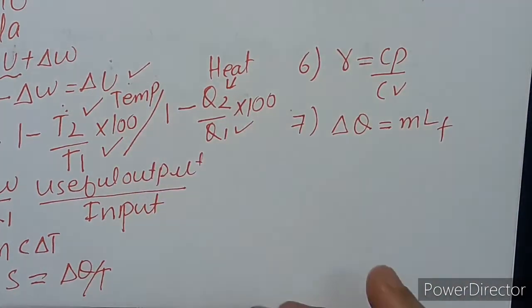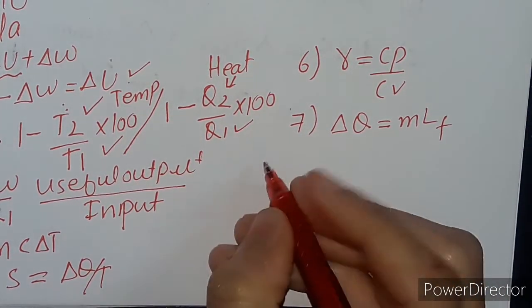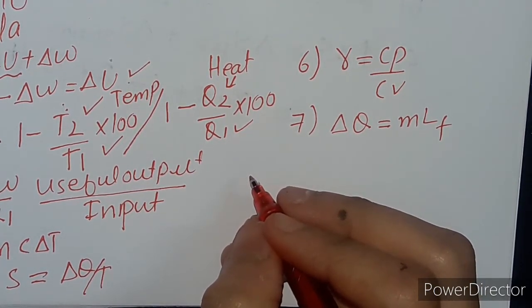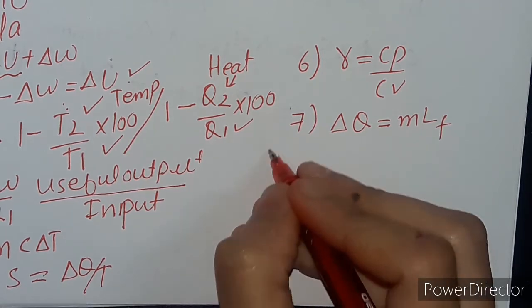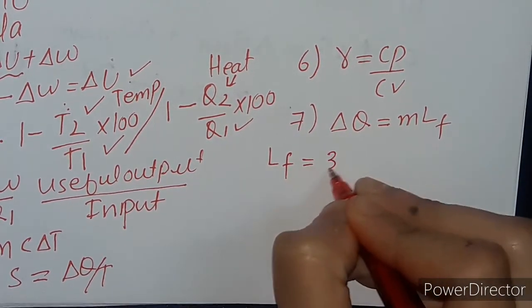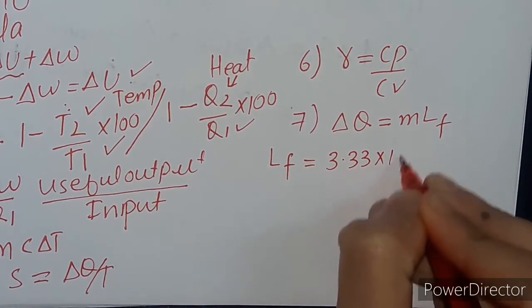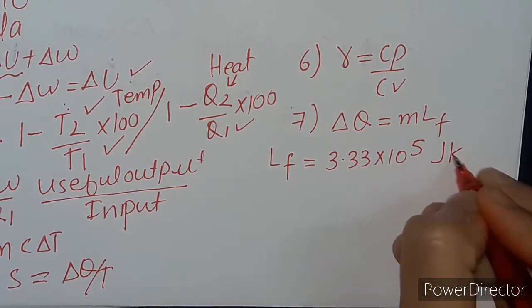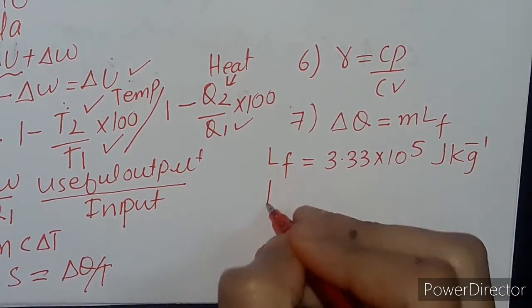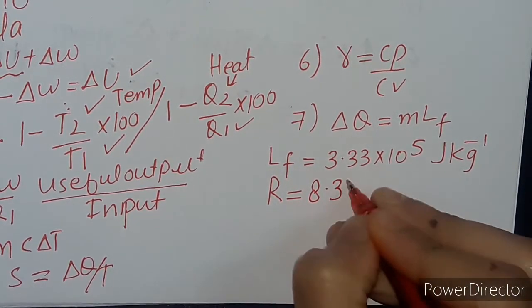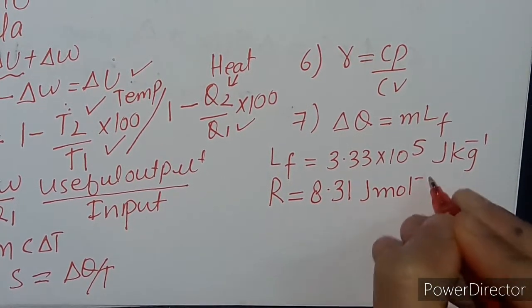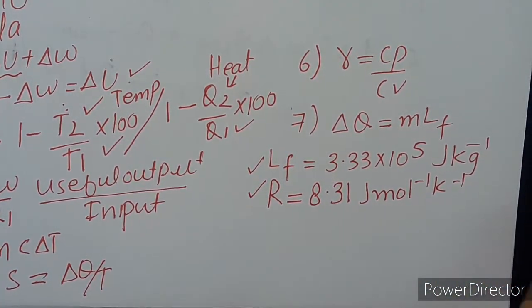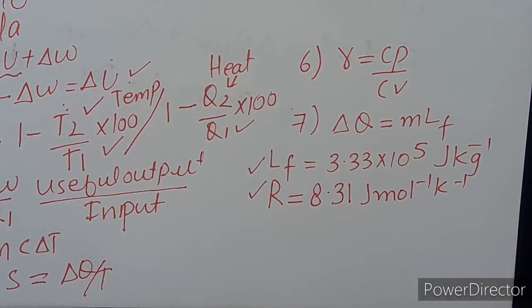In this whole exercise of numericals, we have to remember two constant values by heart in exams; the examiner will not give them to us. L_f value is 3.33 times 10 to the power 5 joule per kg, and R value is 8.31 joule per mole per Kelvin. So these two values you have to remember by heart. These are the formulas of chapter number 10, thermodynamics.